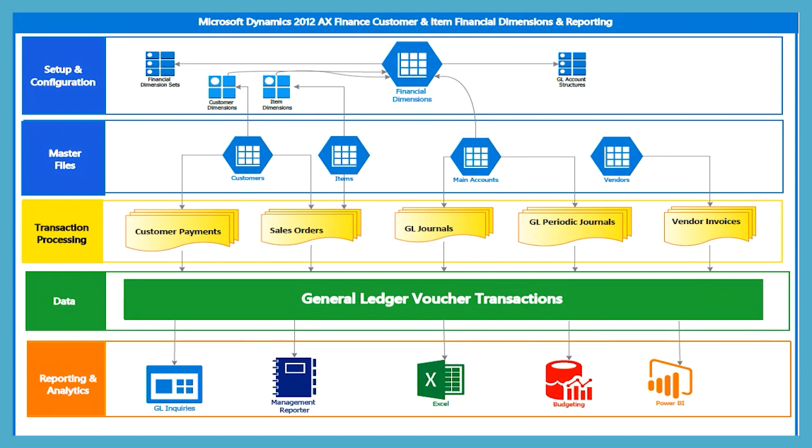I just want to refer back to our roadmap, and you see that based on the financial dimensions, we're able to set up and configure the D365 system to handle all the processing of transactions, to feed into our data warehouse, which is the general ledger, and provide some amazing output as far as reporting.